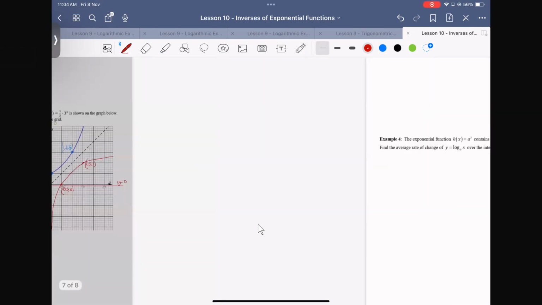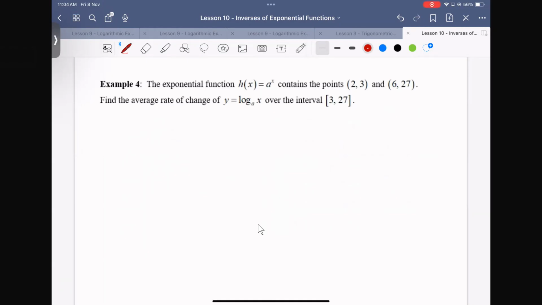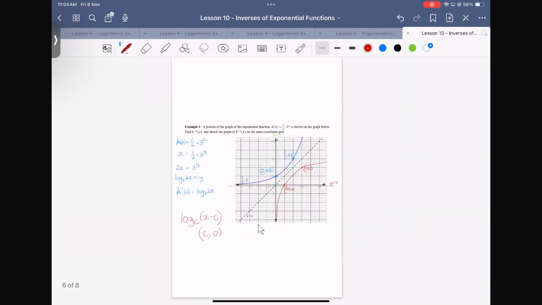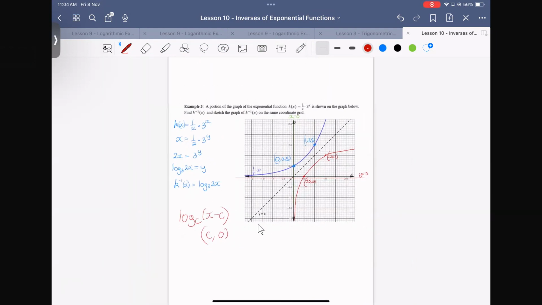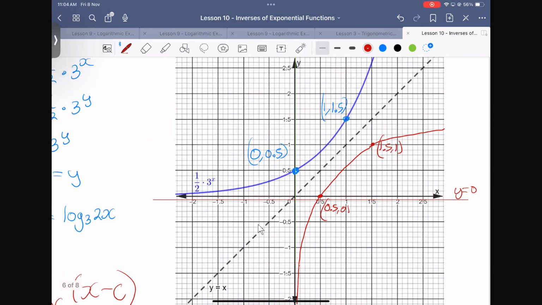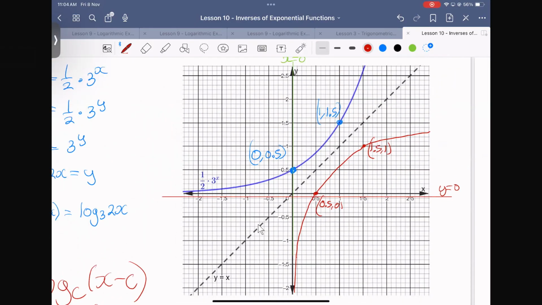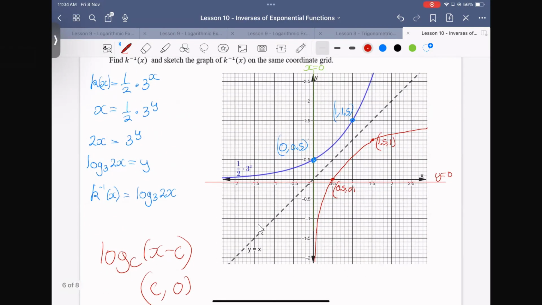All right. Answer what you think it is. So example 4. Can we just stay on this one a little bit more? Yeah. No.